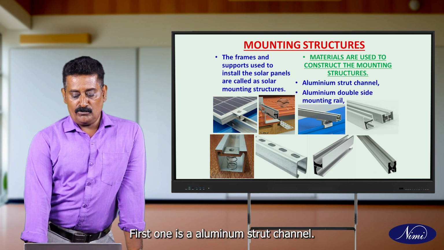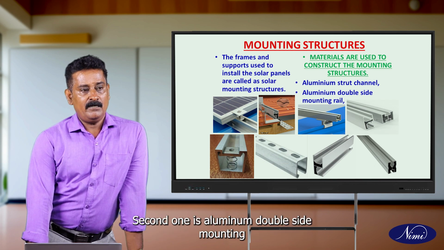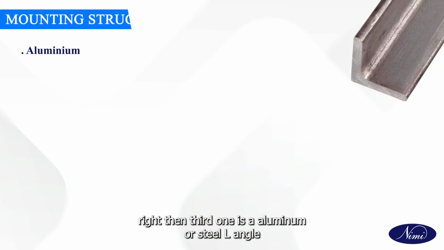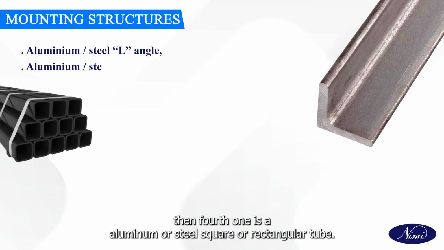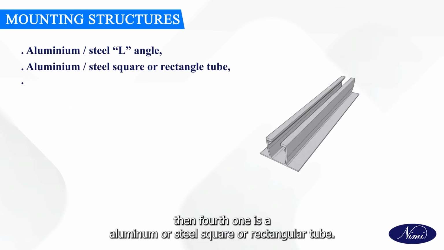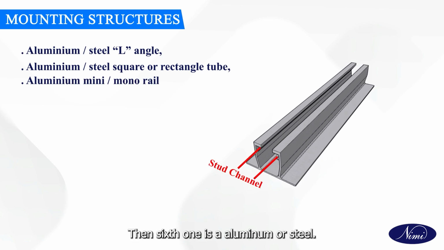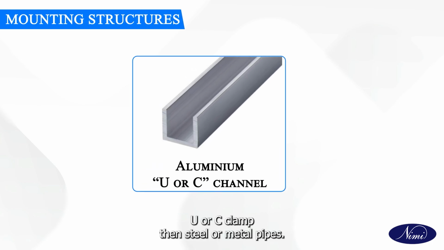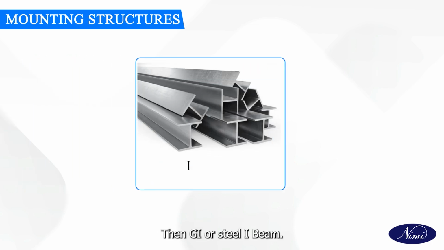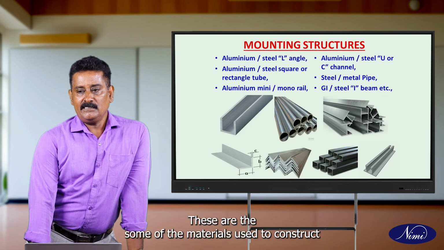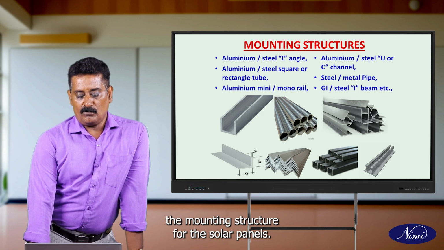In the figure, the first one is an aluminum stud channel, second one is an aluminum double side mounting rail, then third one is an aluminum or steel L angle, then fourth one is an aluminum or steel square or rectangular tube, fifth one is an aluminum mini or mono rail, then sixth one is an aluminum or steel U or C clamp, then steel or metal pipes, then GI or steel I beam. These are some of the materials used to construct the mounting structure for the solar panels.